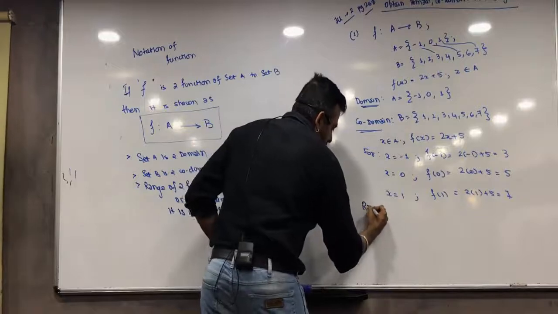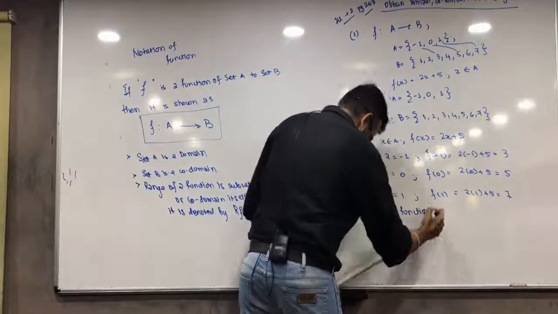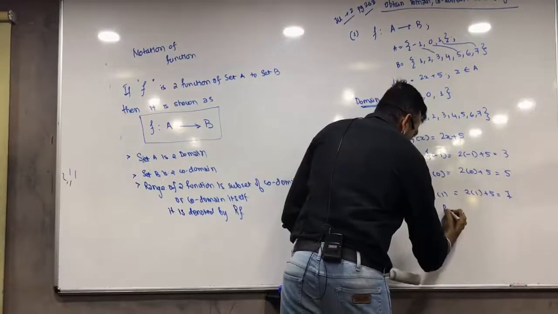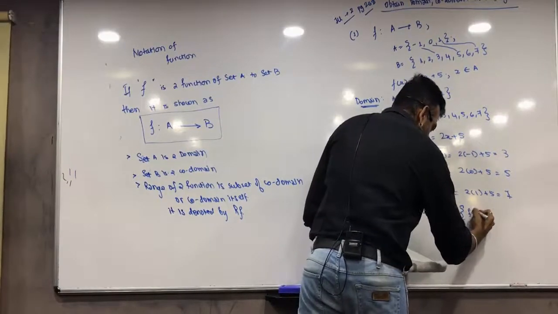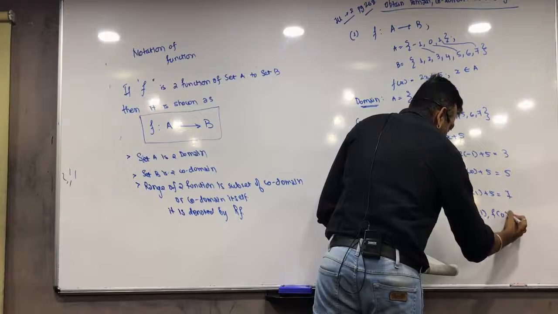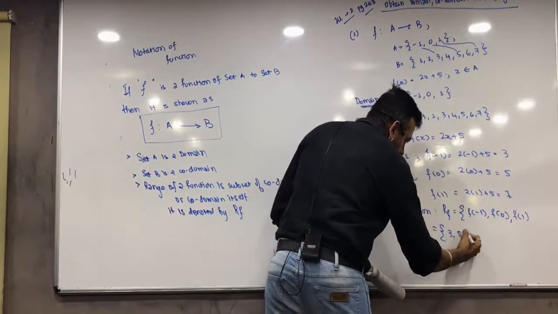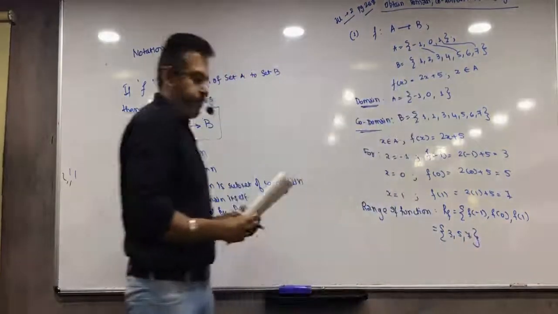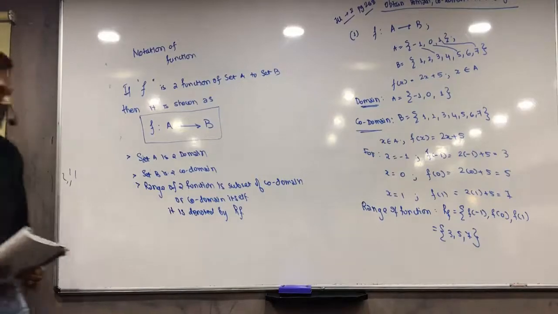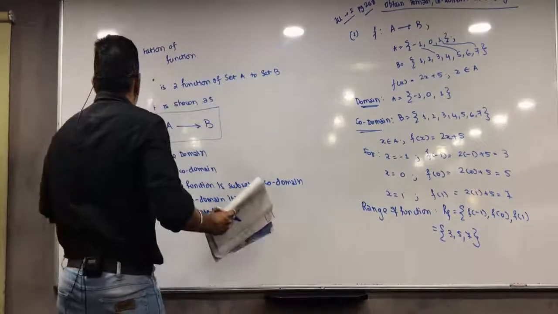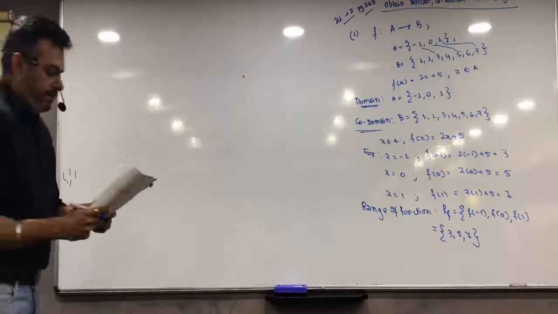Range of function, R of f, is equal to {f(-1), f(0), f(1)} = {3, 5, 7}. I hope now the concept is clear in your mind. Okay, second.